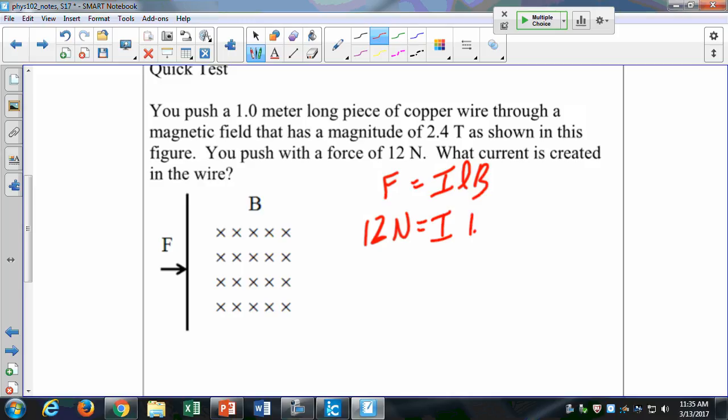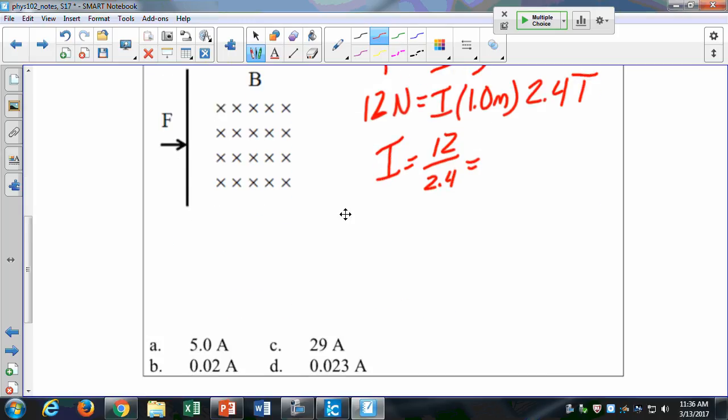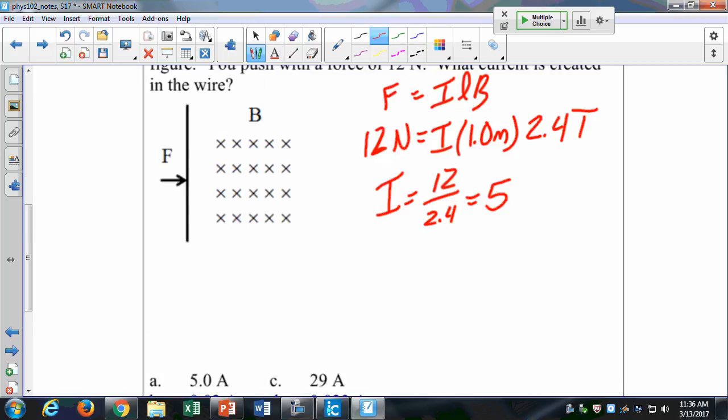L is 1 meter. And the magnetic field is 2.4 tesla. So that gives me an I of 12 over 2.4. What is that equal to? 5? Yeah, 5 amps. Awesome. So that's our current. That's the basic idea behind a generator. If you apply a force to a wire in a magnetic field, you will generate a current in that wire.